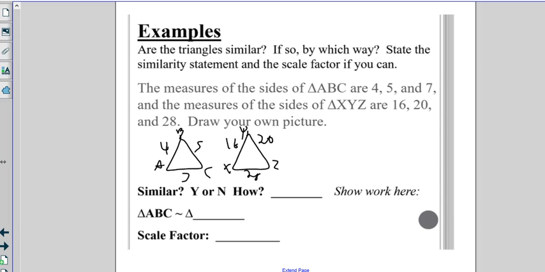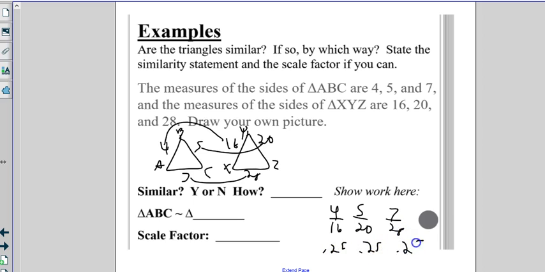So, look at the drawings and see what lines up. 4 and 16 times 4. 5 and 20 times 4. 7 and 28 times 4. I don't even have to do the fractions. I can see it right there. Now, if you want to, you can. 4 over 16, 5 over 20, and 7 over 28. And you'll get 0.25, 0.25, 0.25.